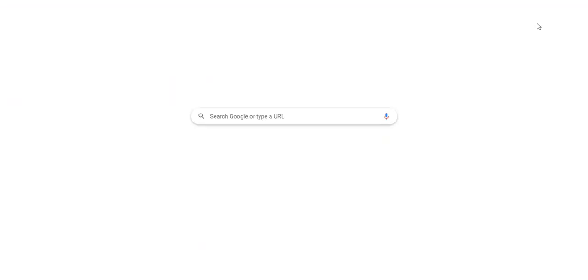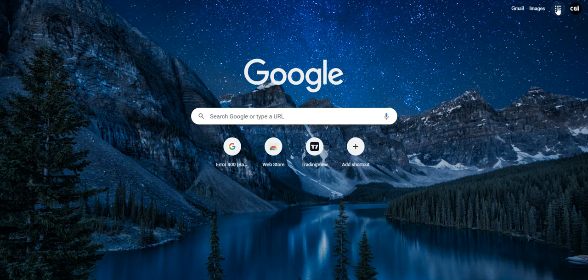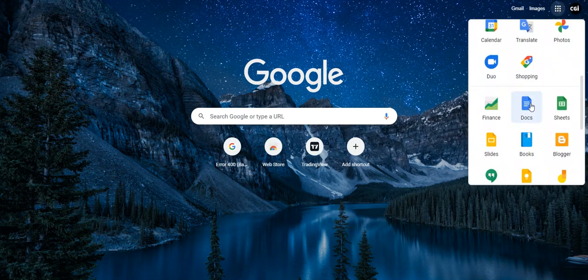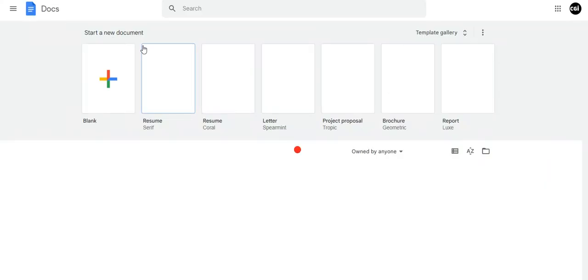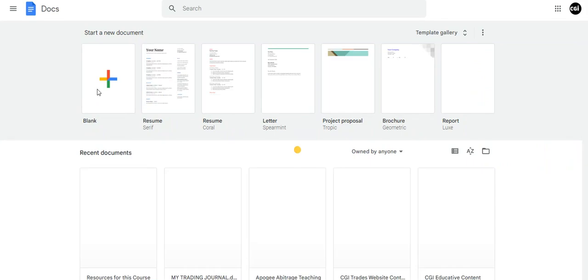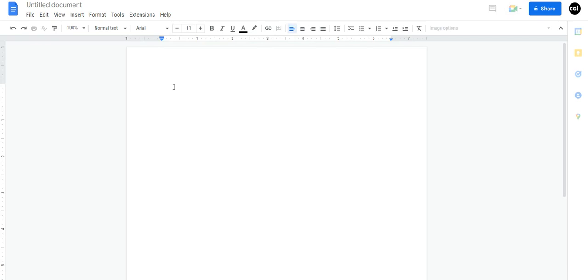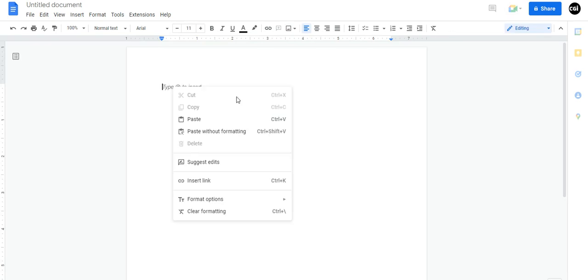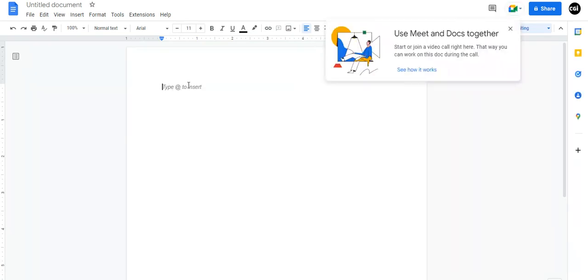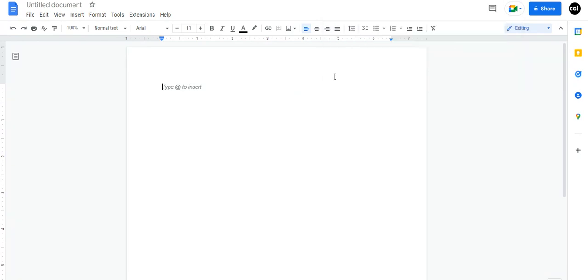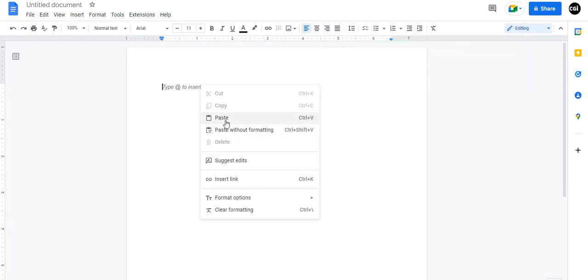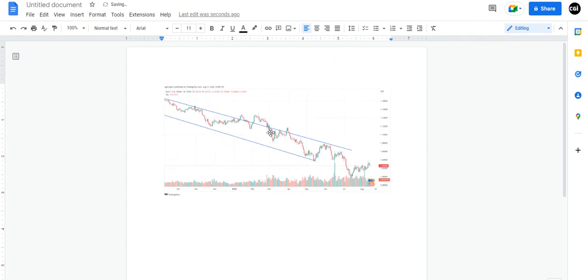You can now create a Google file. So if I go to Google Docs, for example, I can come here, open a blank document, and I'll just paste that image here. Remember I said copy chat image on TradingView. So I can just paste the image here. You can see my chart now.